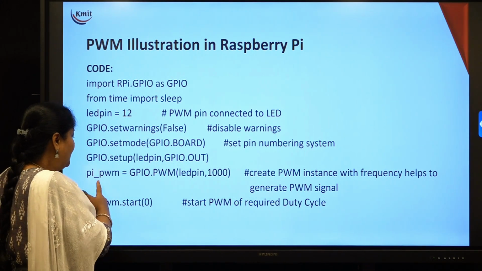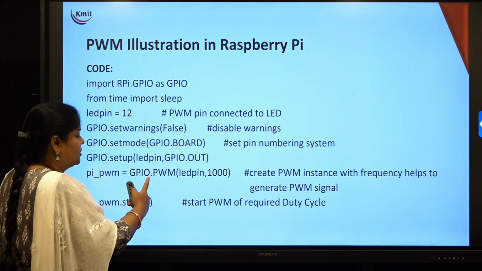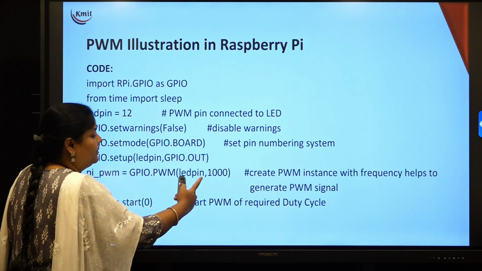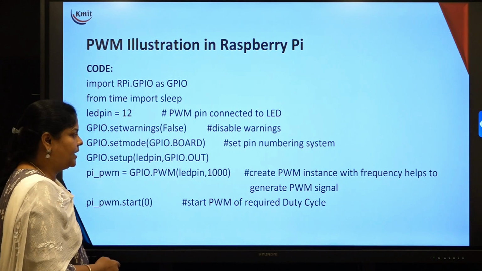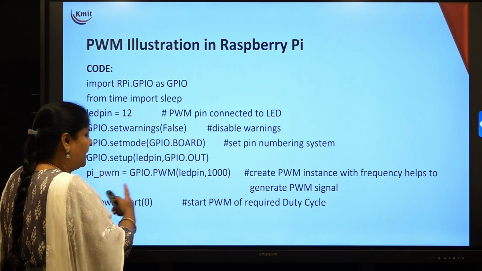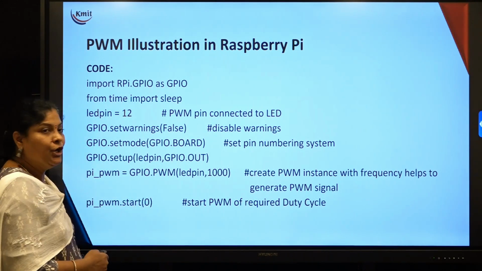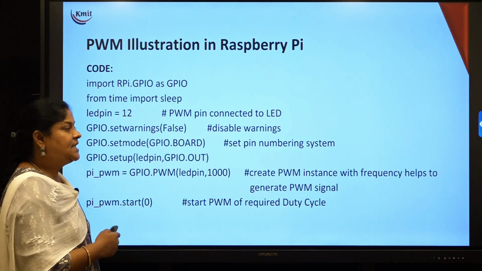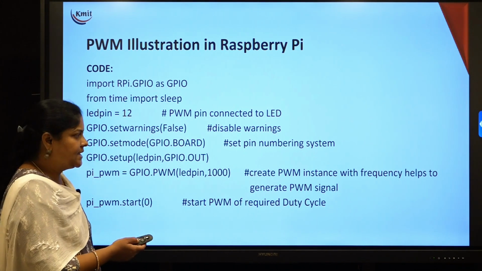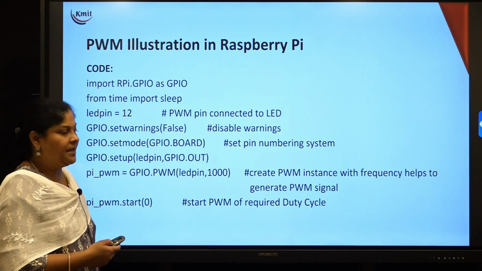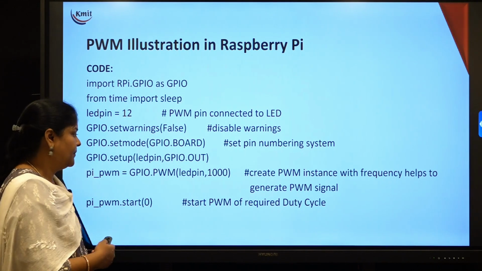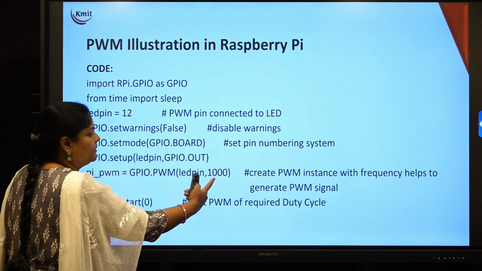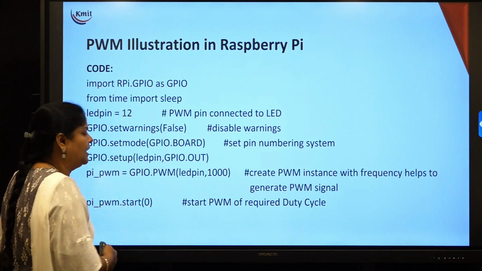Next, pi_pwm is equal to GPIO.PWM(LED pin, 1000). So, this statement particularly we are using to create PWM instances with frequencies, which helps to generate PWM signal. Okay, in order to generate PWM signal, we are using LED pin, 1000.